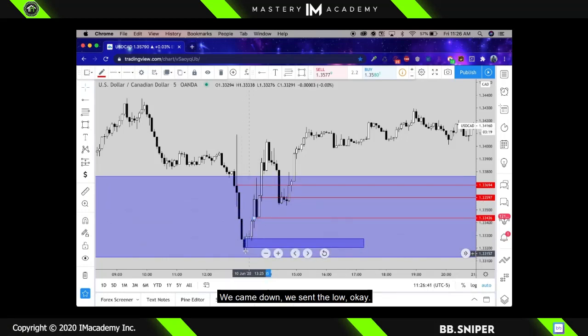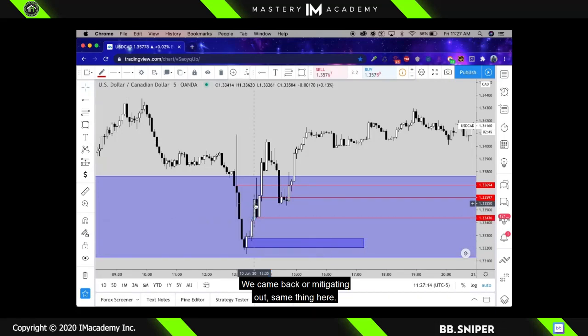We came down, we set the low, okay? We came back, we're mitigating out. Same thing here. We come back, we trade about 50% of the candle, we move away, right? All of this price action in here is now unhealthy. We need to come back and trade back into it to clear it up. We can see that if we were to take an execution at the 50%, stop below the low where the healthy price action is, we shouldn't come back into that since it is healthy.